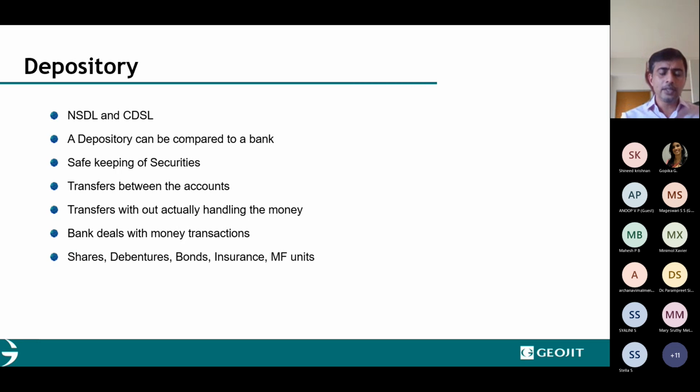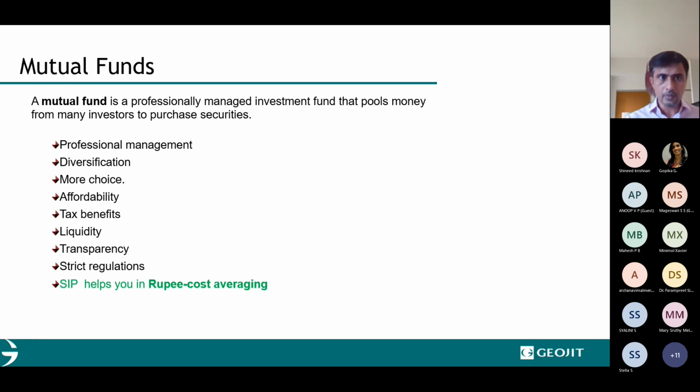It's not only equity shares. Don't think that the shares I talk about are only Reliance stocks or Infosys stocks or Wipro stocks which you can hold. You can hold your debentures, your bonds, even an insurance certificate, and your mutual fund units. So every kind of financial instrument can be held in a demat depository account.